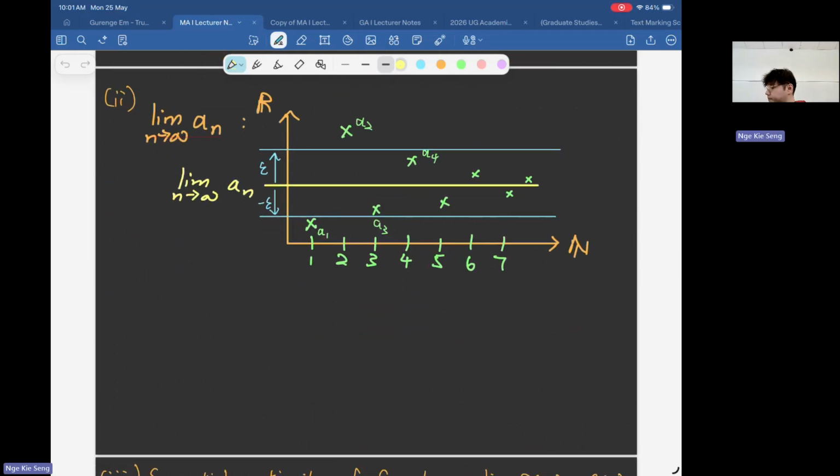Then we learned limit, right? For the limit of a_n, for any epsilon strip, we're going to find that all the terms in the tail of your sequence lie inside the epsilon strip for large n, right?